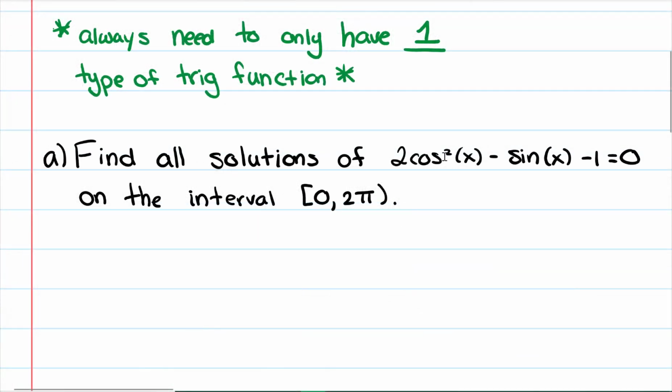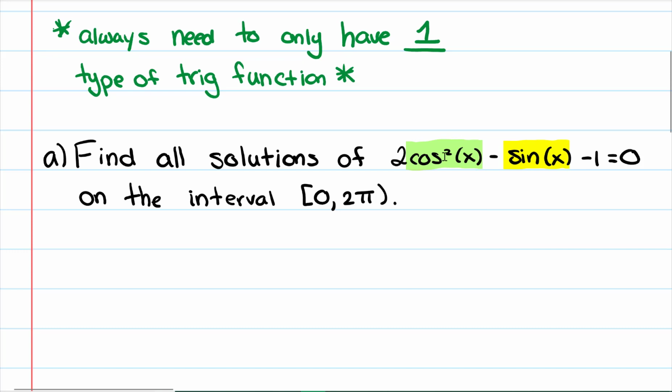So for the first problem we're going to look at, we're going to find all the solutions of 2 cosine squared x minus sine of x minus 1 equals 0 over the interval 0 to 2 pi. So if we look at this, we can see that we have a cosine squared here and a sine of x here.